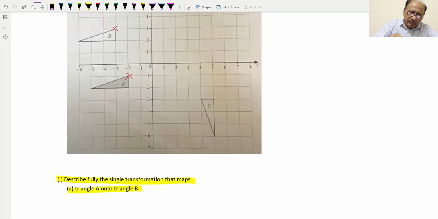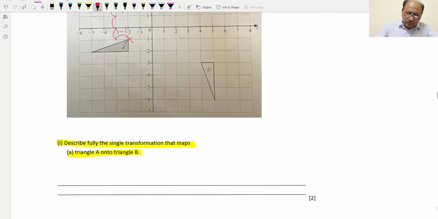First we'll check the x-axis, so it will be -1, and then 1, 2, 3 and 4 units up, so -1 and 4. So we can say this is a translation by translation vector -1 and 4. This will be a 2 marks question which is done.